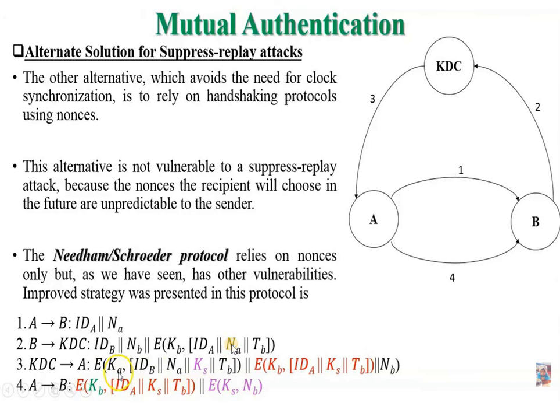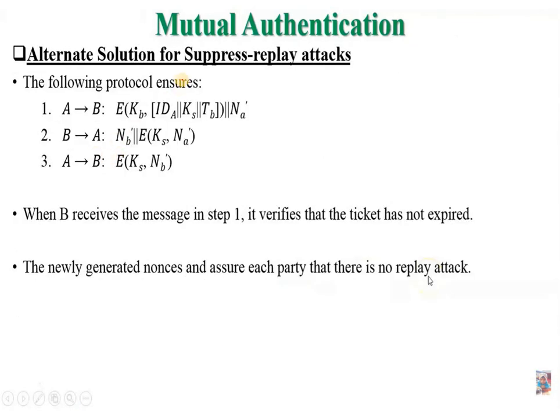Okay, so the following protocol ensures A to B communication. You can see here NA dash, so that means a new nonce has been created here. Next, from B to A, another new nonce is created here, that is NB dash. And then from A to B, it is encrypted by the new nonce, that is NB dash.